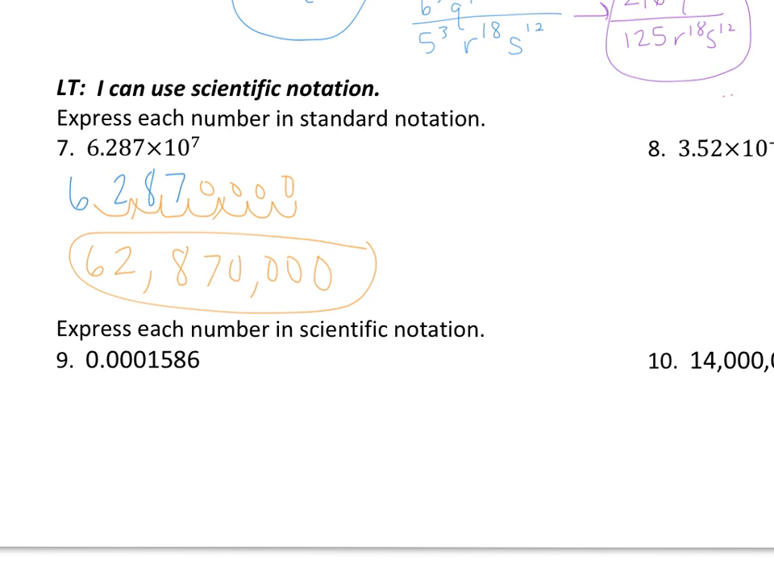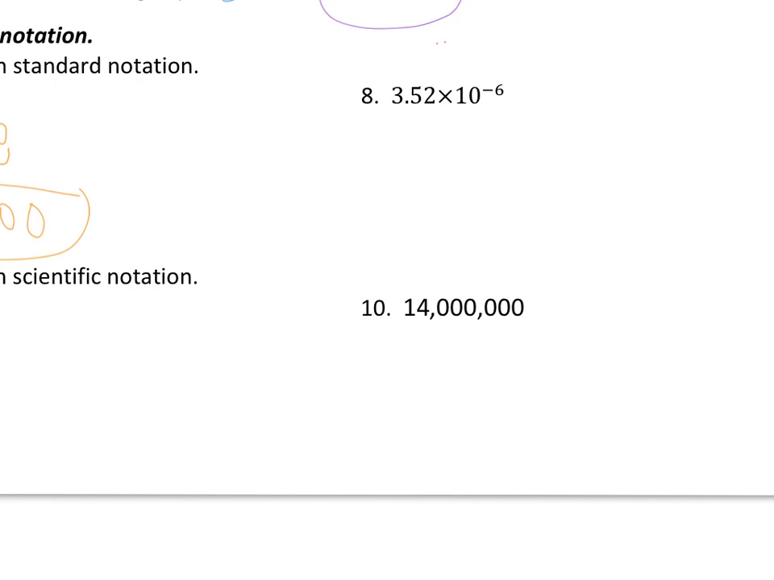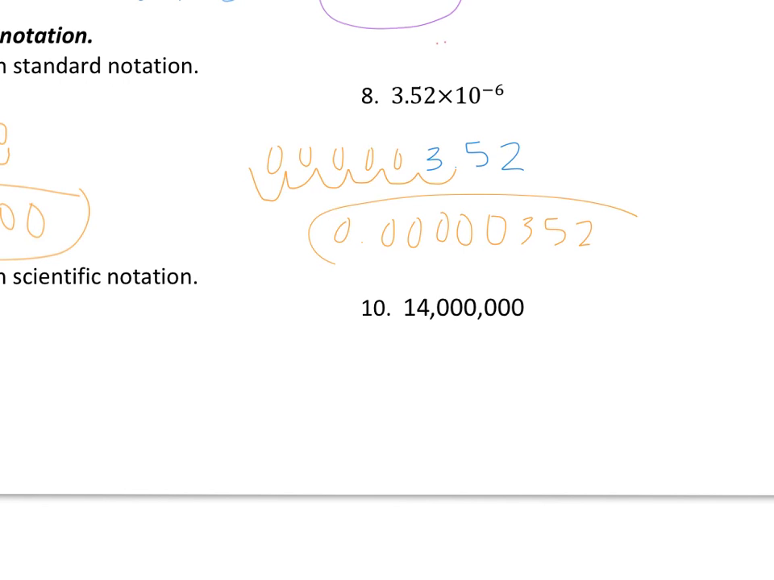If we look at number 8, we are going to do the exact same thing, except we have to go to the left because I have a negative exponent. So now when I draw my steps to the left of 6, I'm going to do that this way. 1, 2, 3, 4, 5, 6. Fill in with zeros, and I should have 5 zeros there. So 0.1, 2, 3, 4, 5, 3, 5, 2 is my final answer.